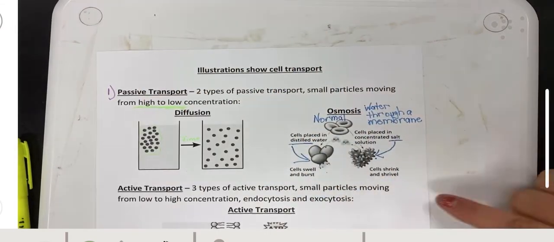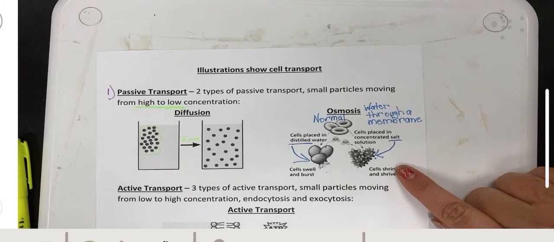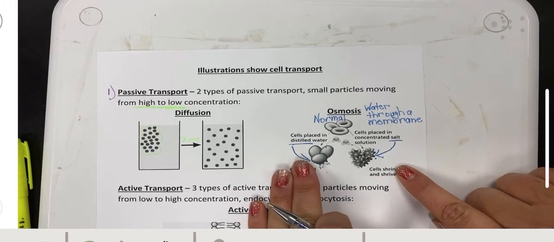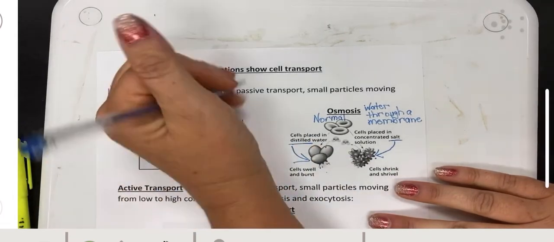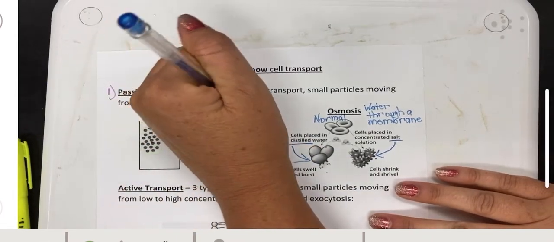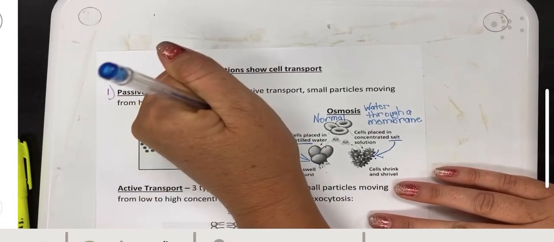All right, but anytime you place salt water on anything, it's going to shrink it up. You place distilled water on something, it's going to swell. These are all no energy. Okay, so this is no energy for this stuff right here to take place.